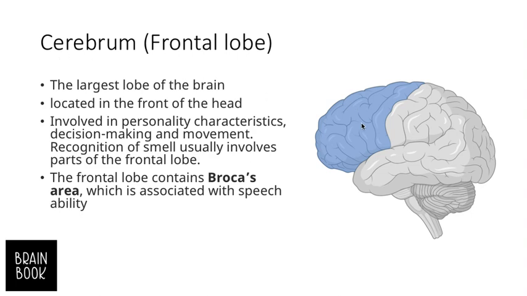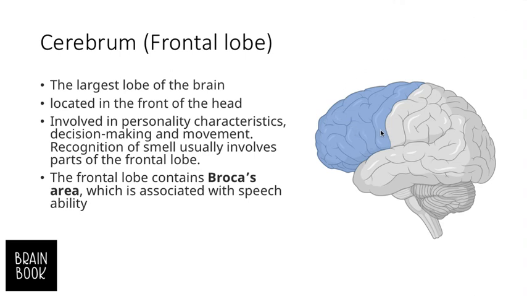The frontal lobe is the largest lobe in the brain, and it is located in front of the head. As you can see here, it is the largest part, in front of the head, involved in personality characteristics, decision making and movement. Recognition of smell usually involves part of the frontal lobe.